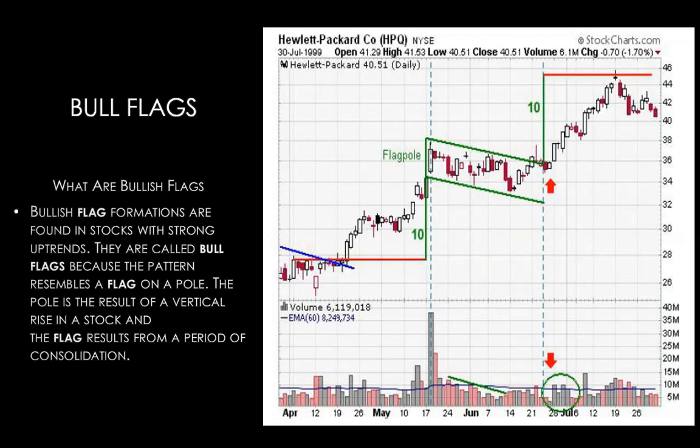Now, what are bullish flags? Bullish flags are going to be a formation that's found in stocks or currencies. They're going to be found in an uptrend, and they're called bull flags because the pattern resembles a flag on a pole. Now, the pole is the result of a vertical rise in the index, the currency or the stock, and the flag results from periods of consolidation, as you can see here. So we do have our flag pole, and then we have our consolidation within the channel, and then we have our continuation. So the bull flag is going to be a good signal, an indication that we're going to have a continuation in the market, so you guys can actually take advantage of that signal.